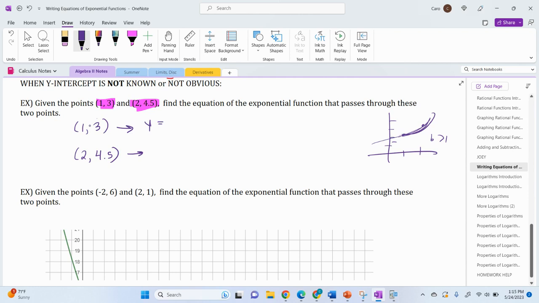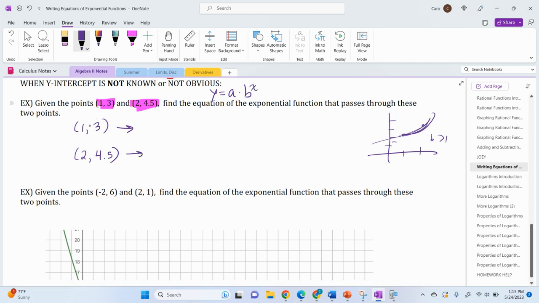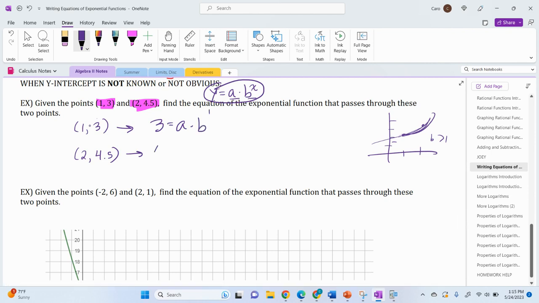All right, let's plug into y equals a times b to the x. You're going to plug in y equals a times b to the x for both ordered pairs. So let's plug it in for 1, 3 first, because you don't know a or b, so you need both ordered pairs to find it. So, okay, I'm not going to put y in. Let's put 3 in for y equals a times b to the x. X is 1 here. And then y equals a times b to the x.